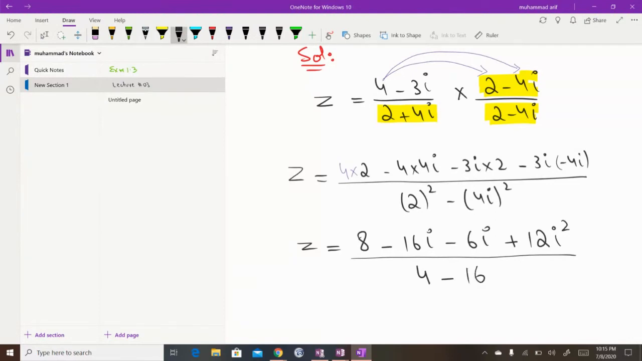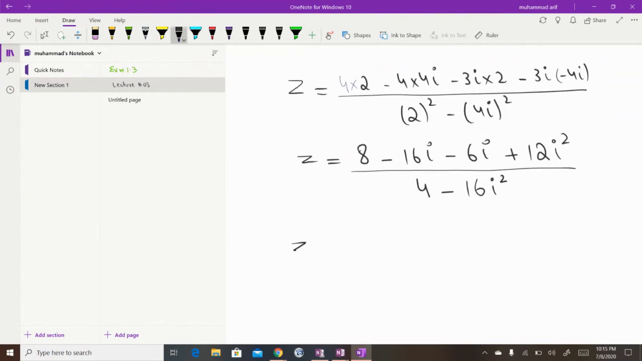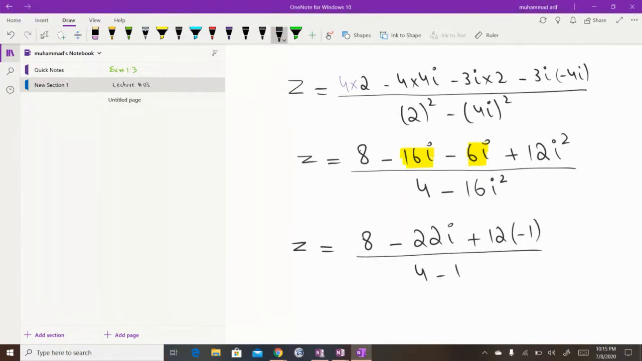The square of 4 is 16 and the square of iota is iota square. After more simplification we get 8, negative 16, and negative 6 becomes negative 22 iota. And what is the value of iota square? The value of iota square is negative 1. Here again the value of iota square is negative 1.